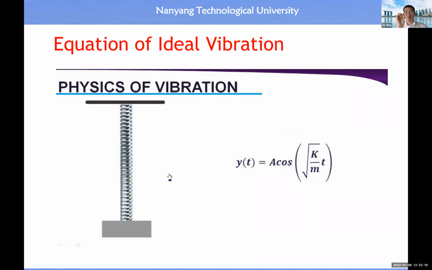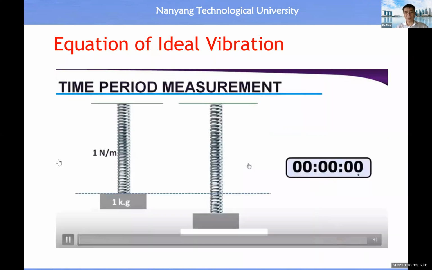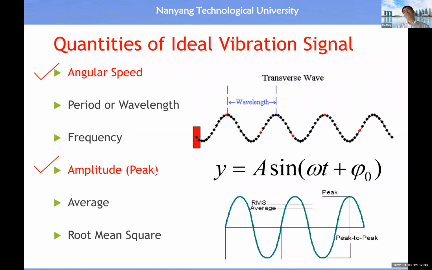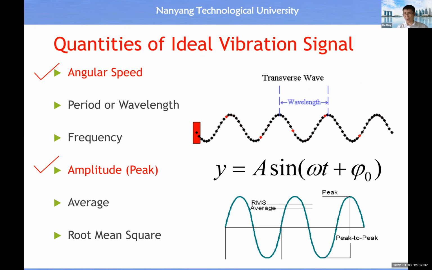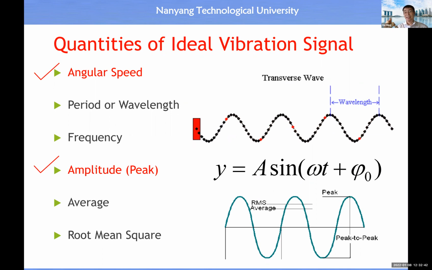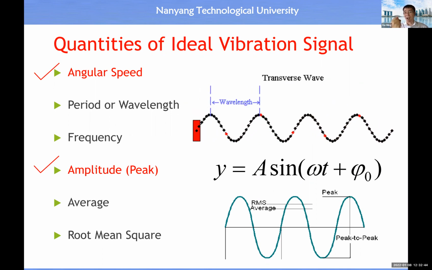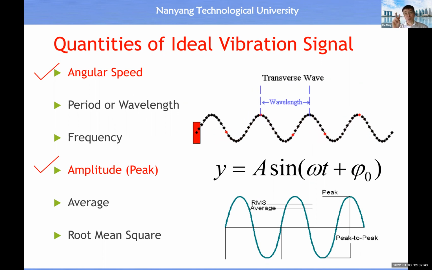So this should be the equation of ideal vibration of a single source. So this is a single source of vibration. If you have multiple sources of vibration, then you must add them together. Okay, so we move on. Now you understand, if you want to do computation or calculation, what should be the physical quantities for the computation or the measurement? So the answer should be two.